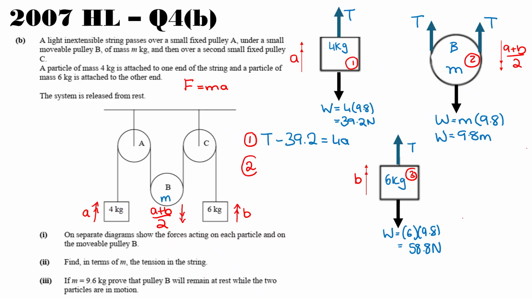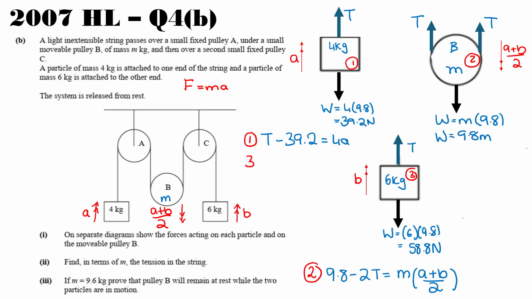And then equation 2, it's going down. So we have weight, which is 9.8 m, minus 2T is equal to m times (a plus b) over 2. So I've kind of run out of space, so I'm going to do it down here. So for 2, we're going to have 9.8m minus 2T is equal to m times (a plus b) over 2.